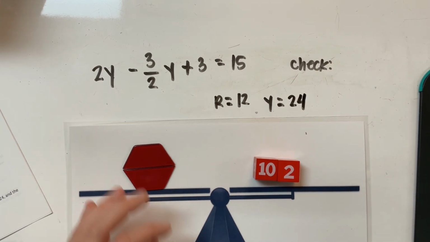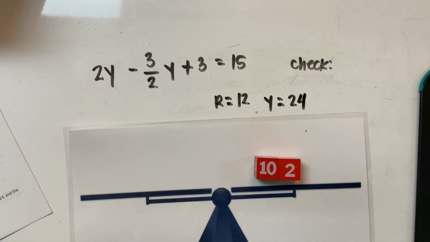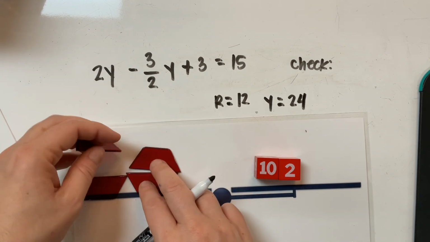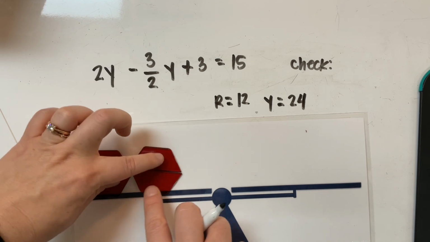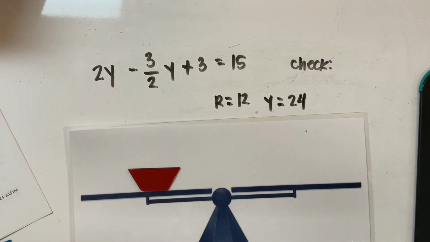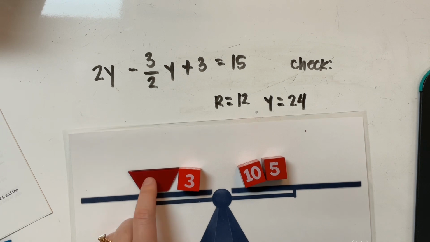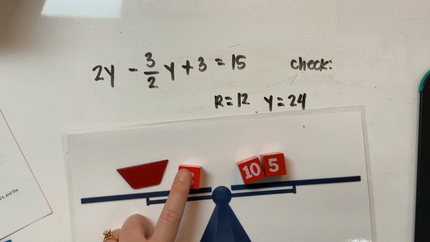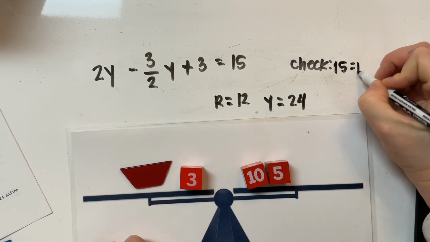Now, I'm going to go ahead and rebuild it. So my 2y, and I'm going to go ahead and just do this step so that it's easier to see. 2y minus 3 halves plus 3 equals 15. And let's do our step. If this is 12, 12 plus 3 is 15. So my check is 15 equals 15.